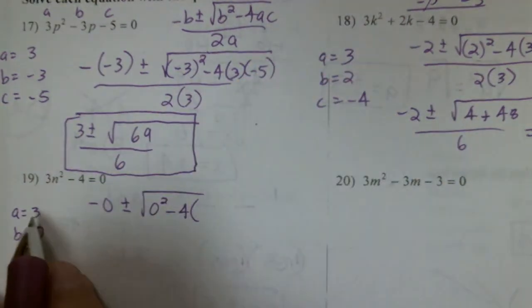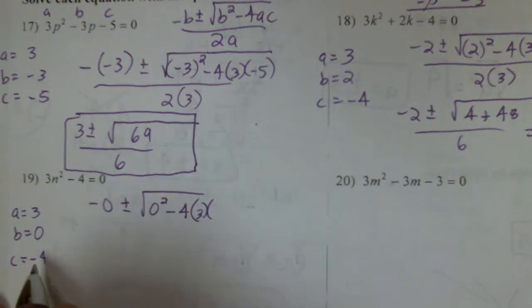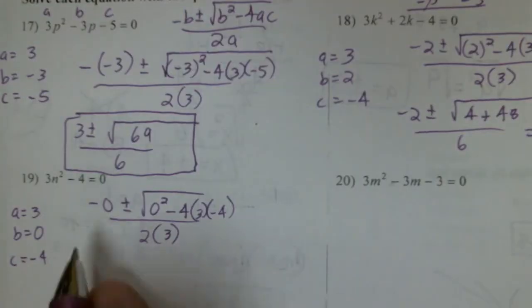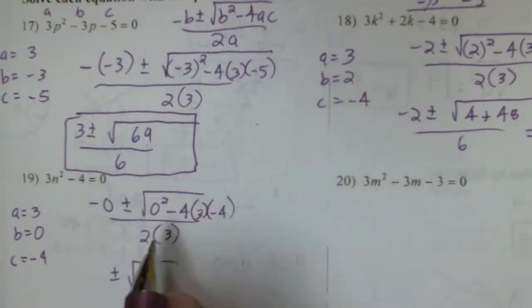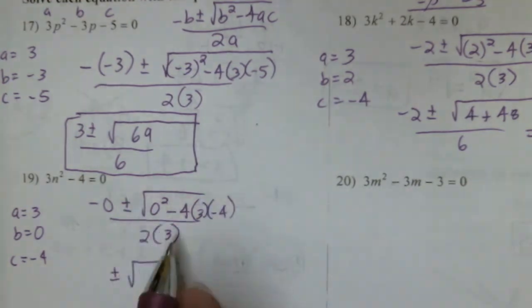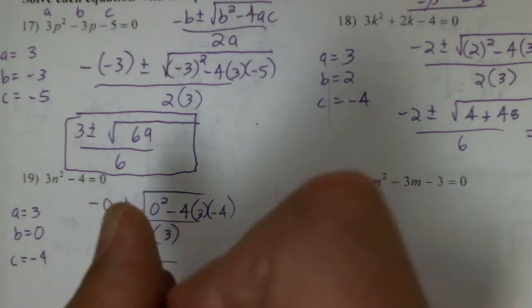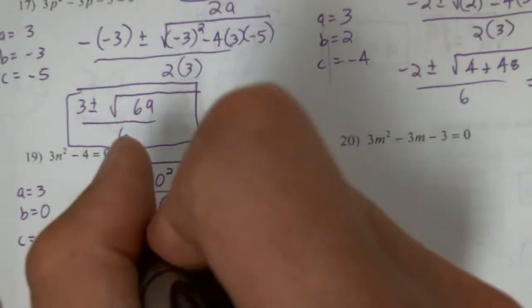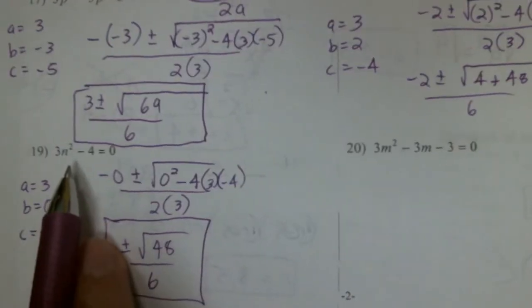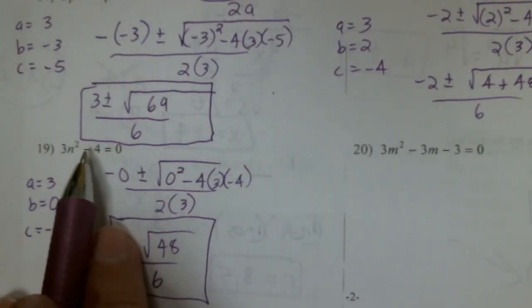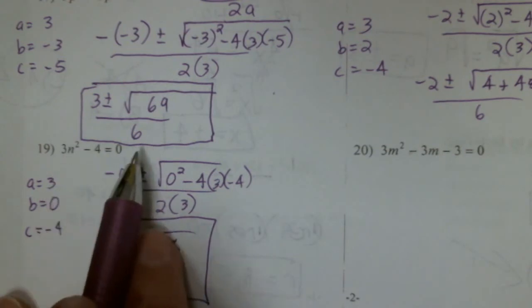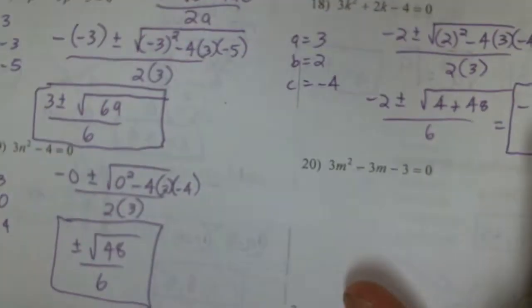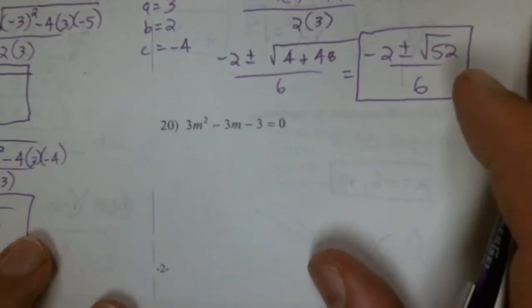Minus 4 times A, 4 times 3, times C, negative 4, all over 2 times A. Okay, that's just 0. That's just nothing. Plus or minus, that's just nothing. So I got negative times a negative. That's a positive. 4 times 3 is 12 times 4 is another 48, all over 2 times 3, which is 6. Okay. Notice, guys, it would have been easier to use the square root method on this. Because there's no B term, you could have just added 4 to the other side, divided both sides by 3, and taken the square root of both sides, and you would get the same answer. But they asked us to use the quadratic formula, so we obliged.